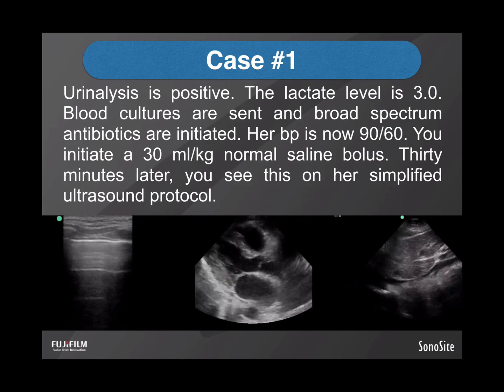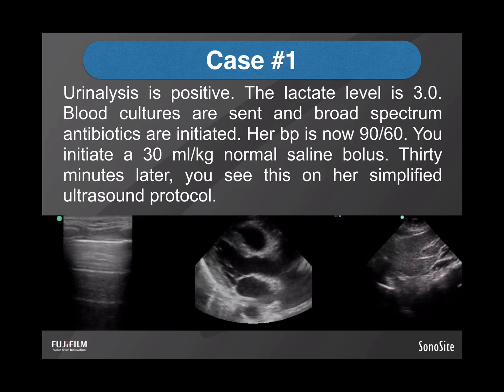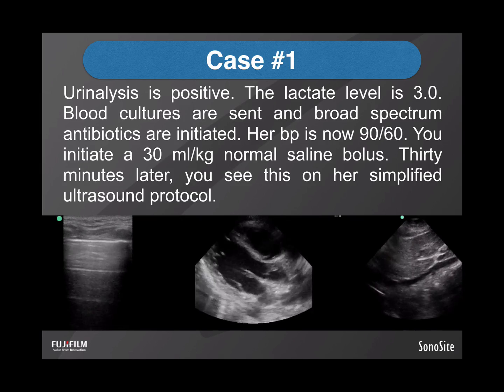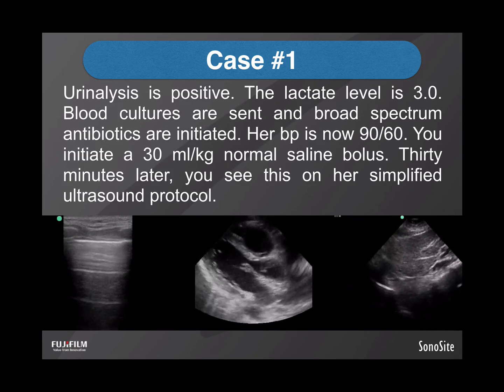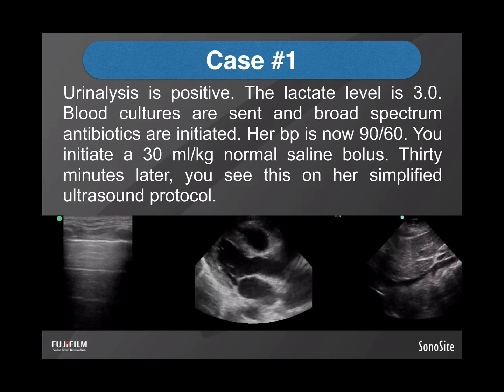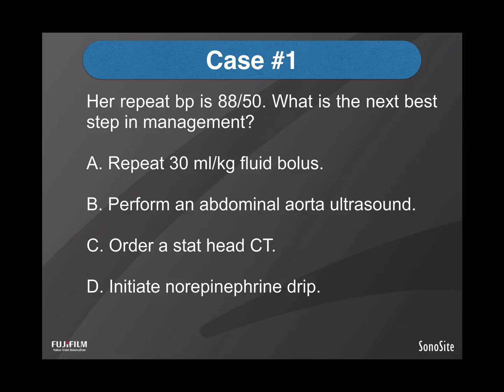So her urinalysis is positive, her lactate level is 3.0, you initiate blood cultures, broad spectrum antibiotics, and now she is hypotensive with a blood pressure of 90/60. You give her 30 cc per kg normal saline bolus, and 30 minutes later you perform a simplified ultrasound protocol. So her repeat blood pressure is 88/50.